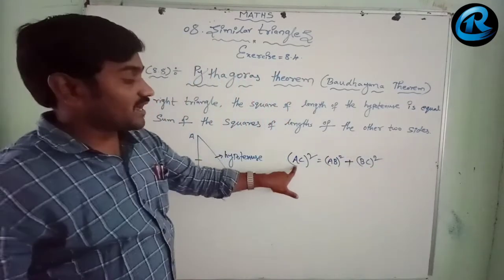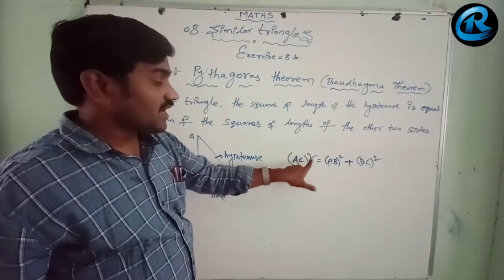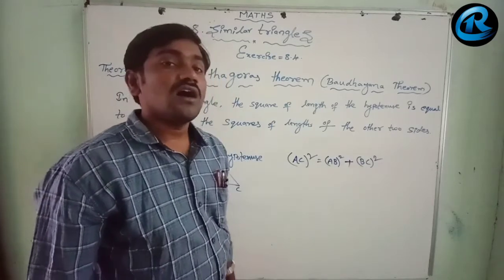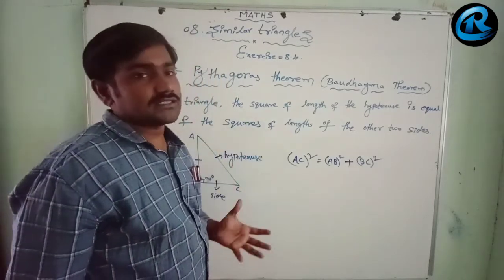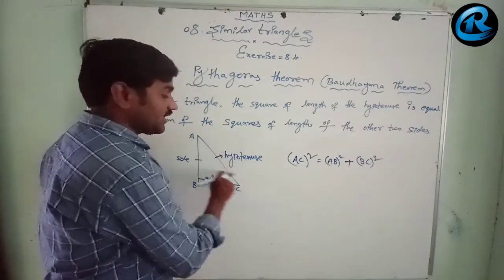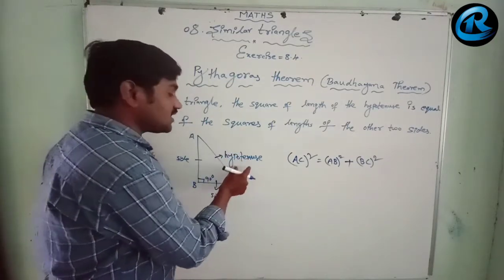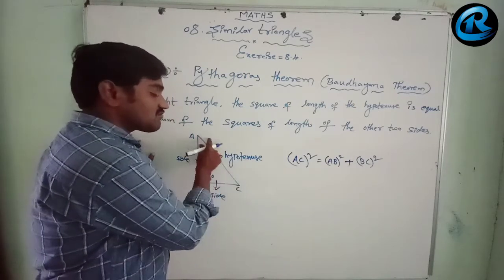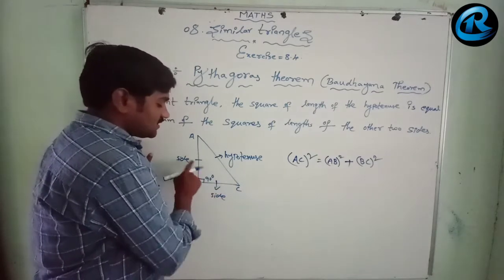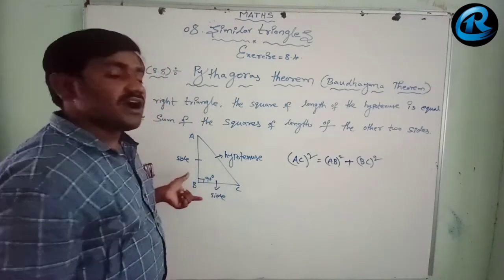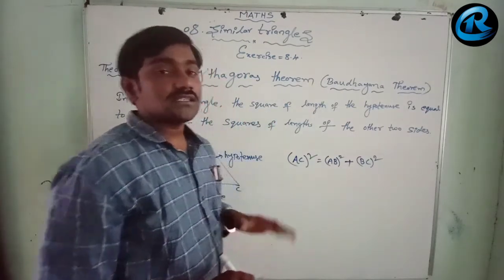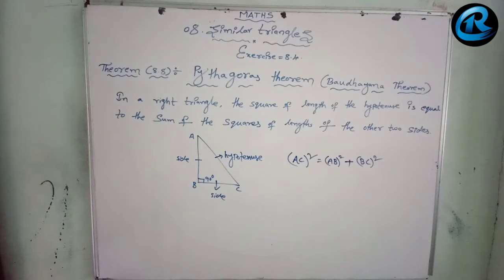The square of the hypotenuse is equal to the sum of the squares of the other two sides. That is what Pythagoras theorem is. So the square of the length of the hypotenuse is always equal to the sum of the squares of the lengths of the other two sides. This is the Pythagoras theorem. So you just remember this Pythagoras theorem.